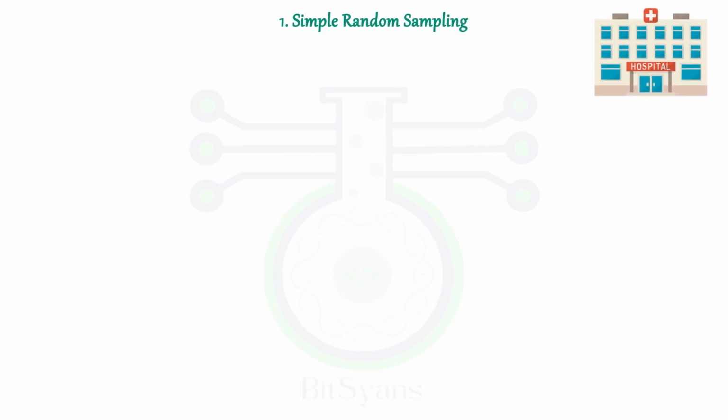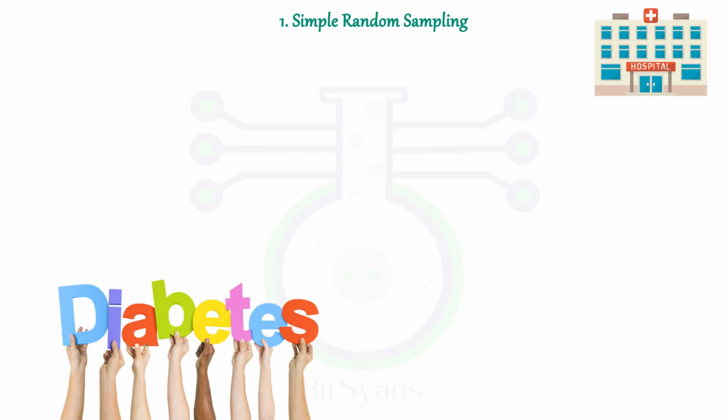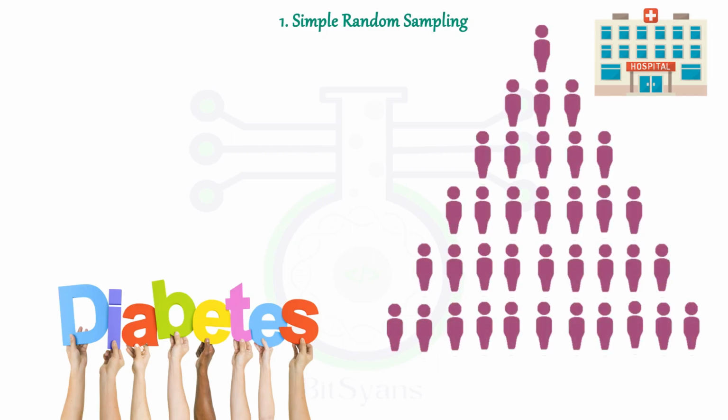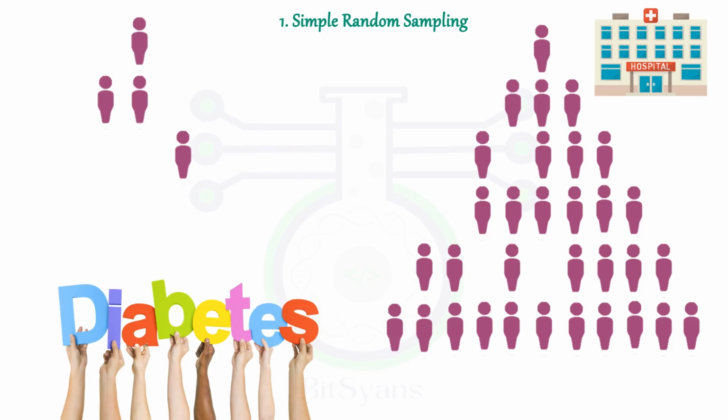Example of simple random sampling. A researcher wants to investigate the average fasting blood glucose level in a population of adult patients with type 2 diabetes who are receiving treatment at a hospital. Let's say the researcher has a list of 10,000 patients and wants to select a sample of 500 patients to study. The researcher uses a simple random sampling method to select the samples. They use a random number generator to select 500 random numbers between 1 and 10,000.